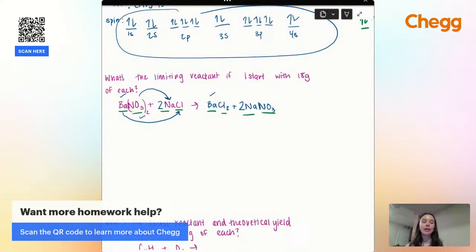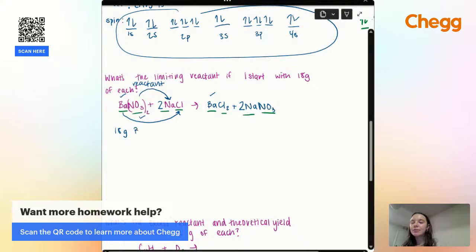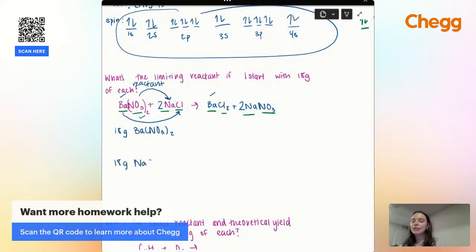So we need to start with 18 grams of each of our reactants. This should say 18 grams of each reactant. I forgot to put reactant in there, but we'll put that there so nobody gets confused. So we start with 18 grams of BaNO3 and 18 grams of NaCl. We need to get from grams of our reactant to moles of our product.